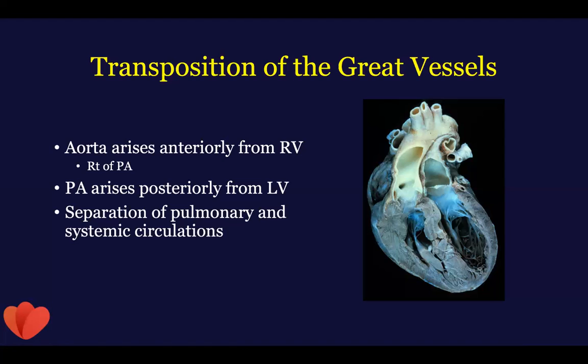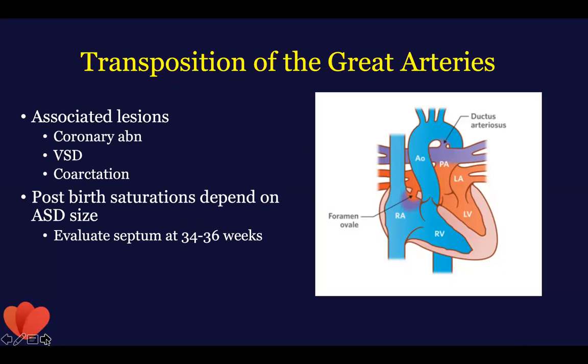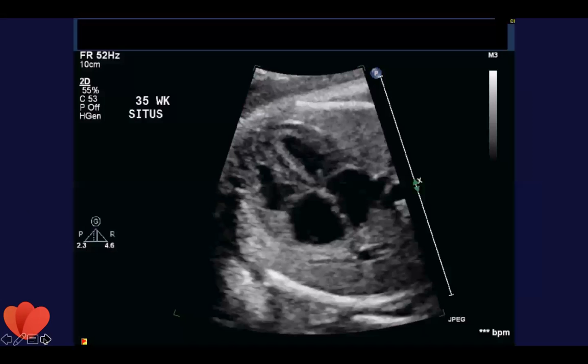So you can see there are two separate circulations, and we really need a place for mixing once these patients are born. For these patients, everything is really dependent on this atrial septal defect and how big it is. Again, parallel circulations need places of mixing. Ductus arteriosus is an okay mixer, but really the most important is the atrial septal defect. You can also have associated lesions of coronary artery abnormalities, ventricular septal defects, and coarctation.